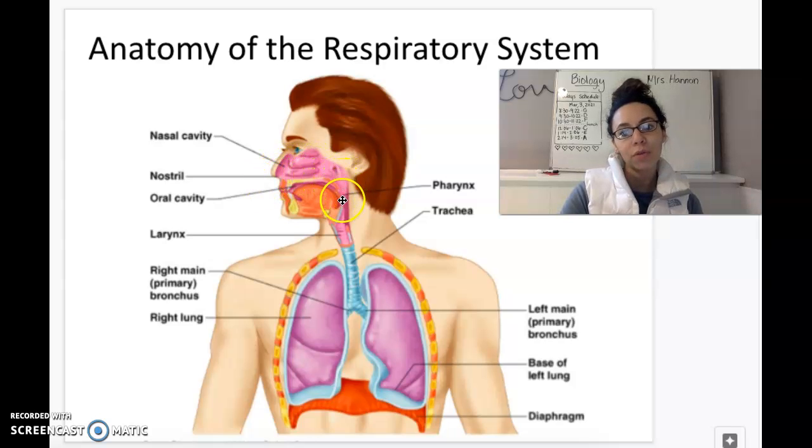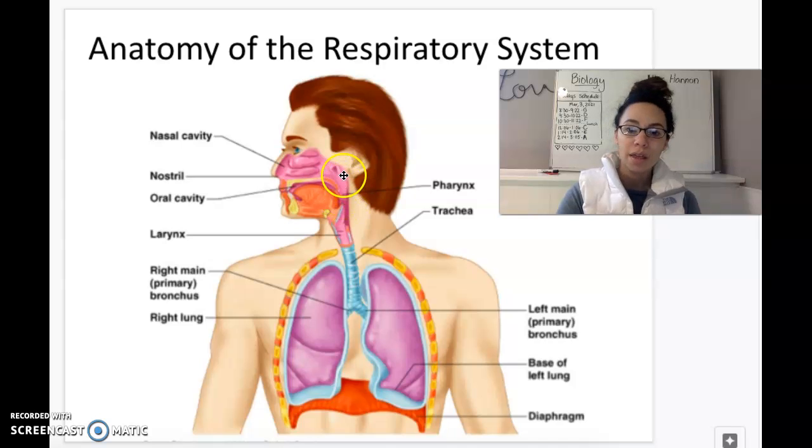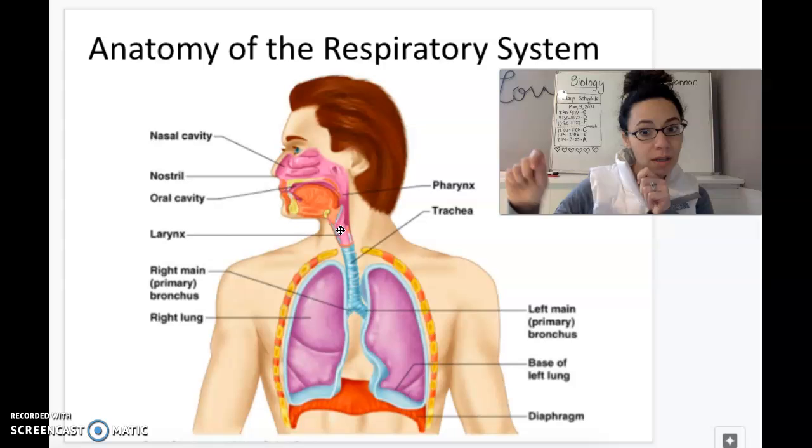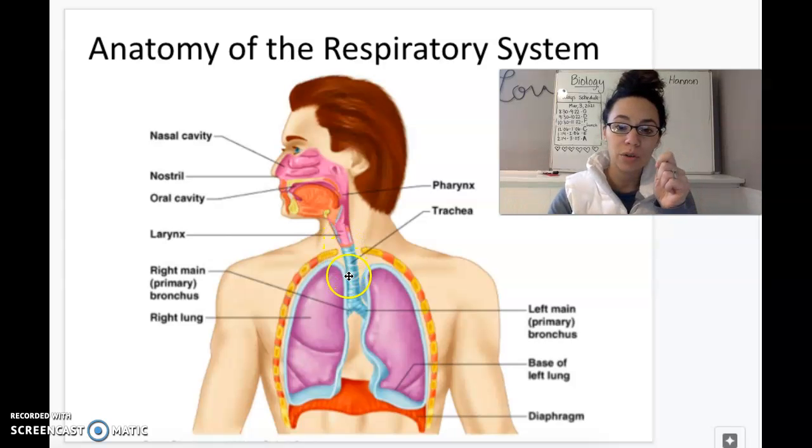The back of the throat, where the nasal cavity and the oral cavity kind of come together, that's called the pharynx. A little further down is the larynx. So this is where your vocal cords are. And then once we get into the windpipe, the area here separates into the esophagus, which goes into the stomach, and the trachea, which goes into the lungs.